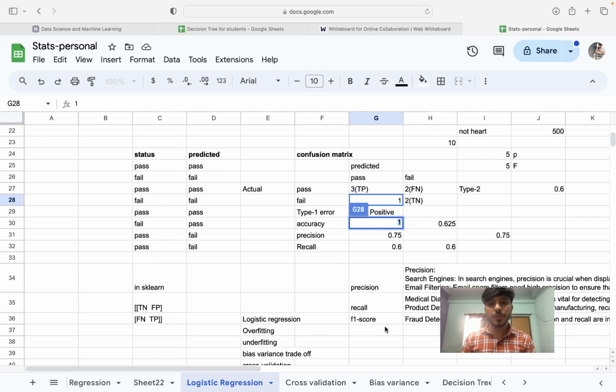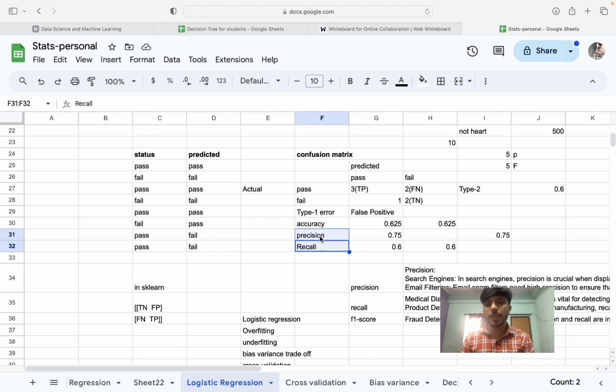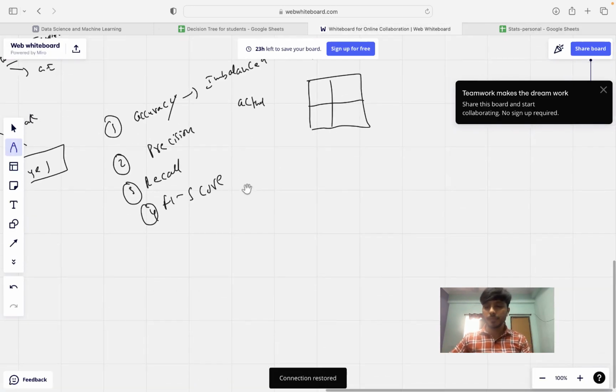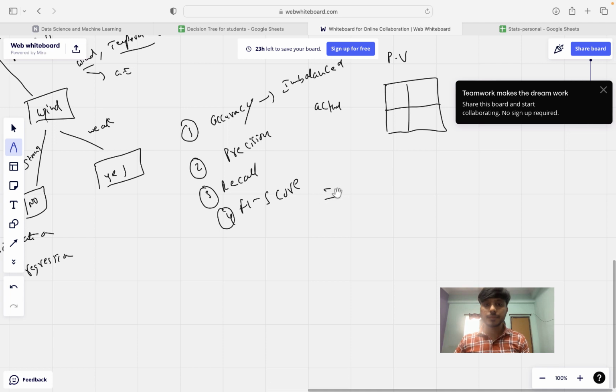So real time use cases of precision, recall and F1 score. F1 score is just the trade off between precision and recall. When you cannot decide which one to go ahead with, you can go ahead with the F1 score. So F1 score is calculated as two into precision into recall by precision plus recall. That's it. Okay, that's a harmonic mean.